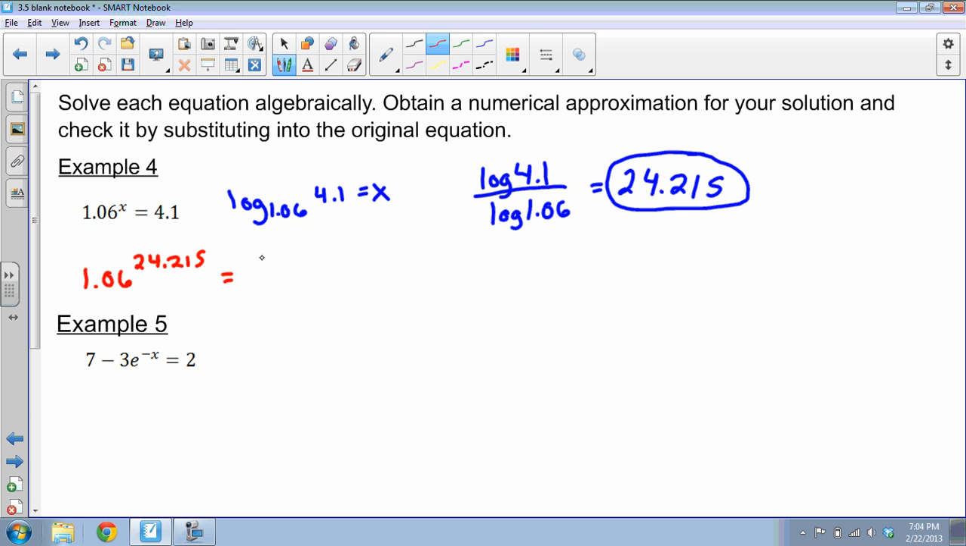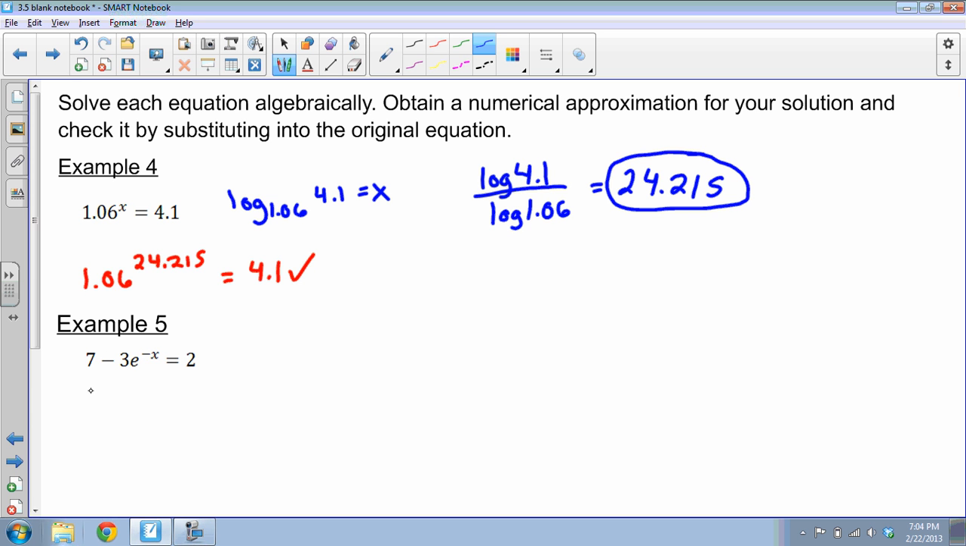That gives me 4.1. If I didn't do second answer, I wonder what it would give me. 1.06 to the 24.215 gives me 4.099997801, which is really close to 4.1, probably close enough that you would be able to tell, okay, I did it right, but as long as we have the second answer key, we might as well use it.